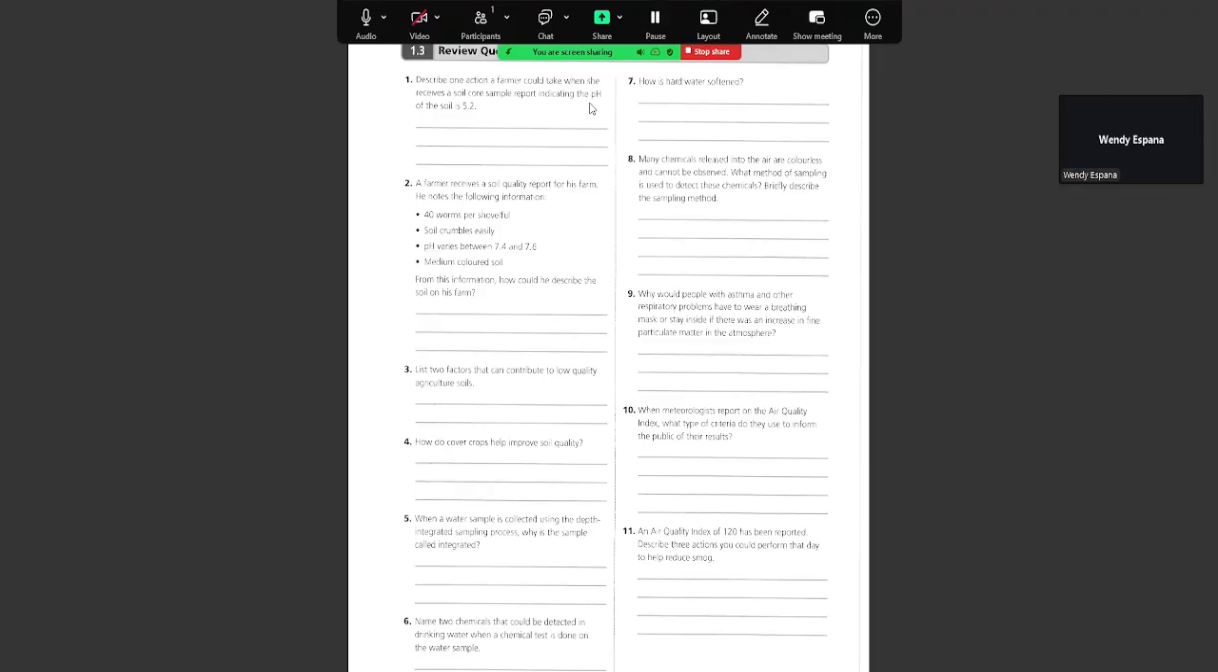Question 10 is not listed in the booklet to be done. You do not have to do it. Instead, you're going to go to question 11, and it says an air quality index of 120 has been reported. So you want to go back and have a look at, first of all, what does an air quality index of 120 mean? And what can you do that day that would help not to add to the smog problem? Okay, that could help actually reduce smog.